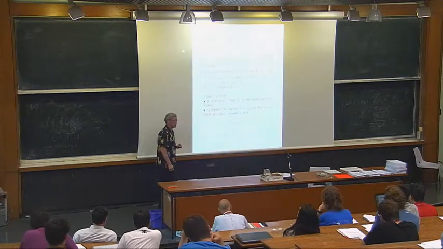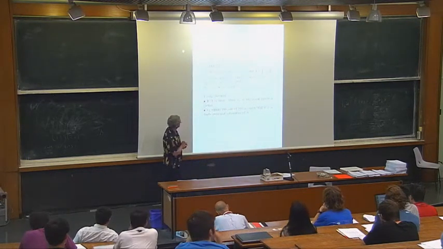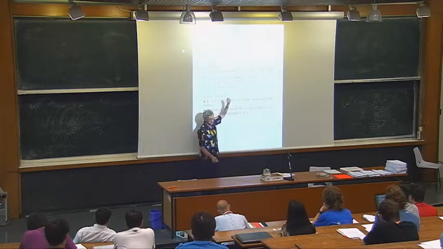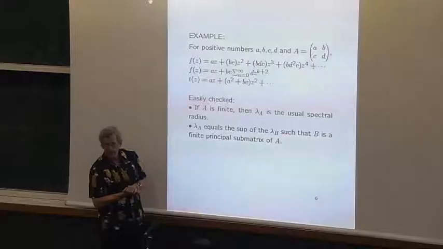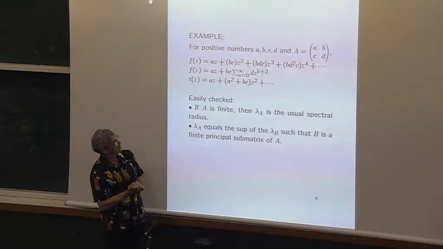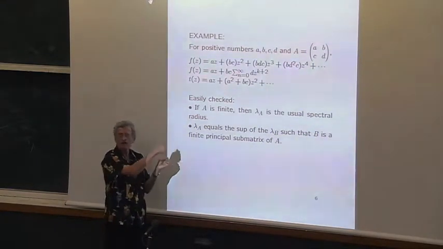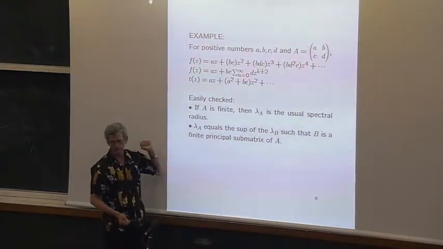Well, the first one's pretty easy. T1 is equal to F1. That's A. What about the second one? Well, we have the weight of the first return path, but now there's also a path which is not a first return path, which is the path obtained by going from 1 to 1 to 1. What's the weight? The weight is A squared.